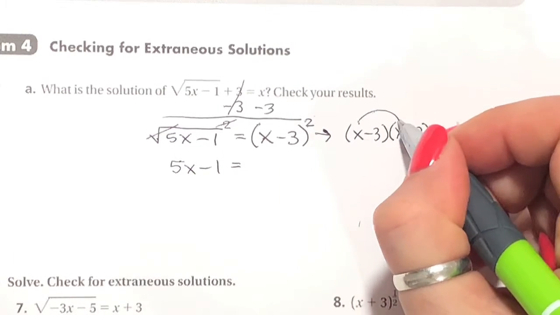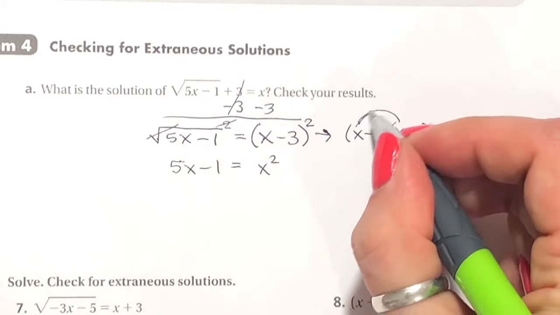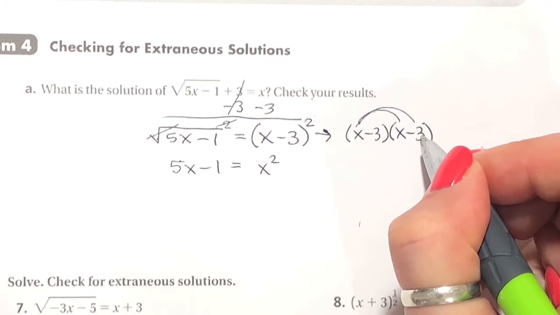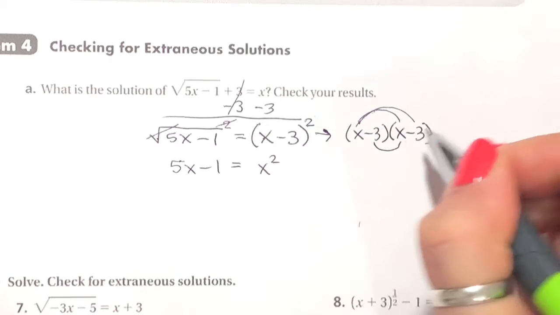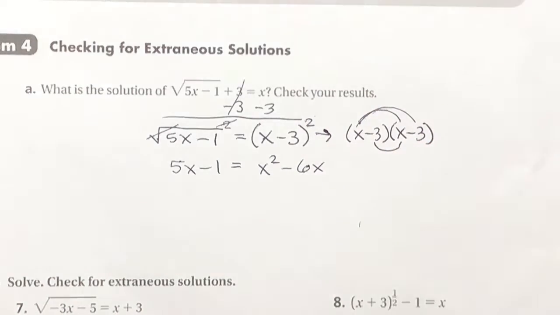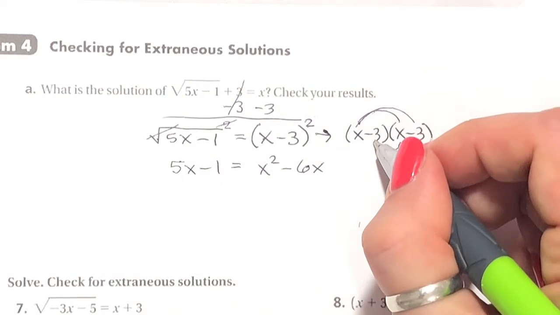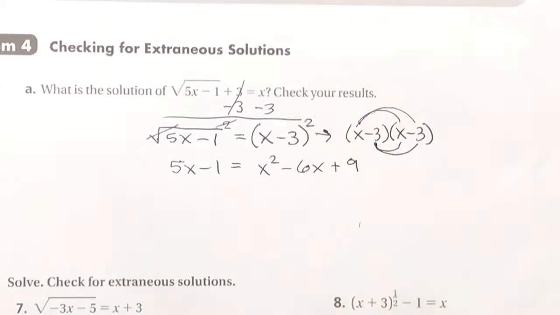If we FOIL this, we get x times x, which is x squared. Then x times negative 3 is a negative 3x. But then I also get another negative 3x. So if I add those, that's a total of a negative 6x. I'm just going to combine those right now. And then negative 3 times negative 3 will turn to a positive 9.